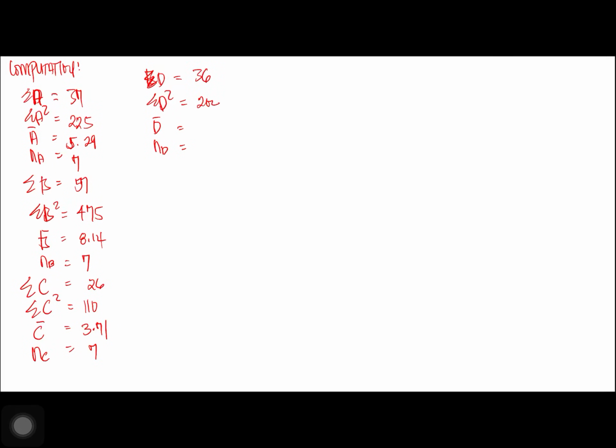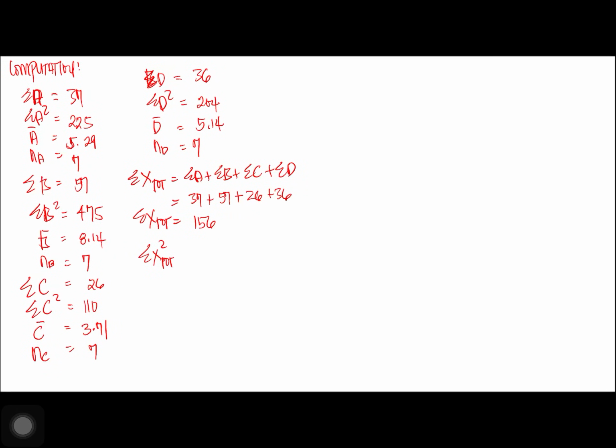For the summation of D, we have 36. Summation of D squared, we have 204. D bar, we have 5.14. And ND, we have 7. The next, we need to compute for the summation of X total, that is equal to the summation of A plus summation of B plus summation of C plus summation of D. We have 37 plus 57 plus 26 plus 36. Summation of X total is equal to 156.